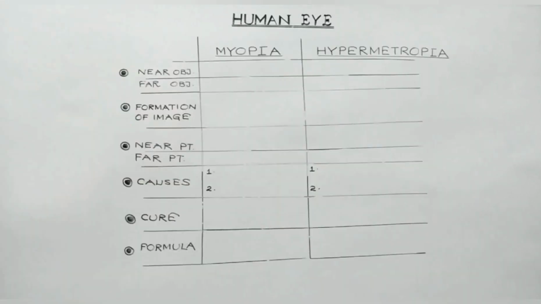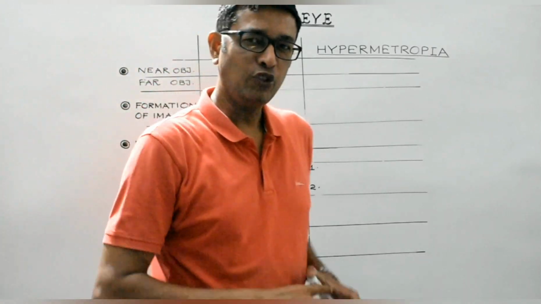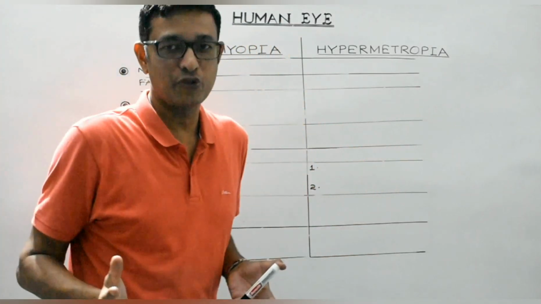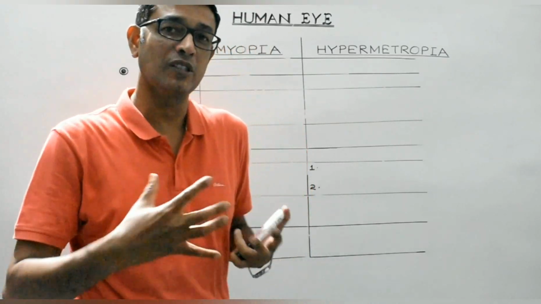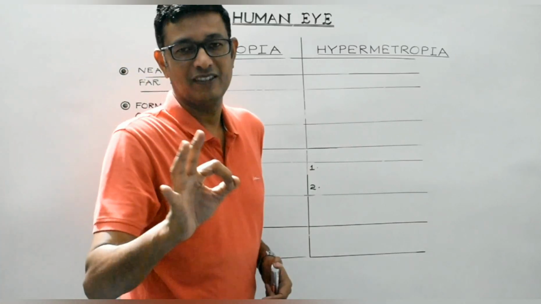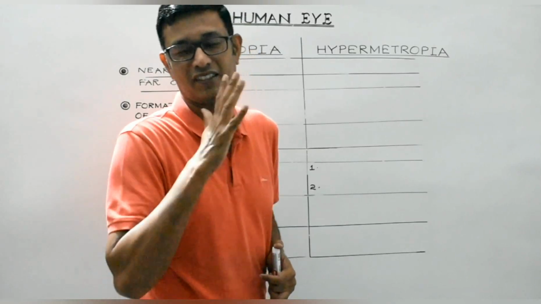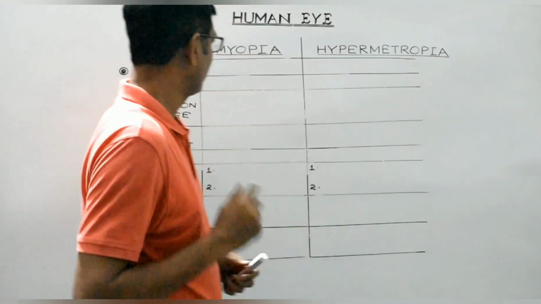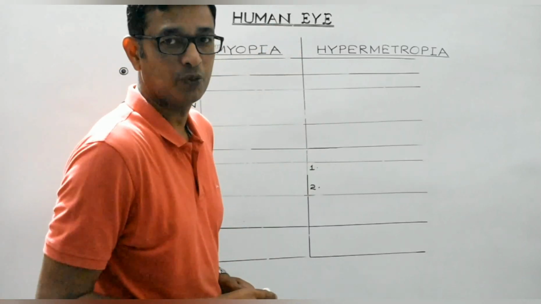Clear, students? Okay, students. Now what we do is, we'll try to summarize the things which we have discussed in this session. So we'll try to summarize in the form of this particular chart. Students, believe me, it is a very, very important chart, and do try to understand this fully, right? Okay, let's start with it. Myopia, and this column will relate to hypermetropia.